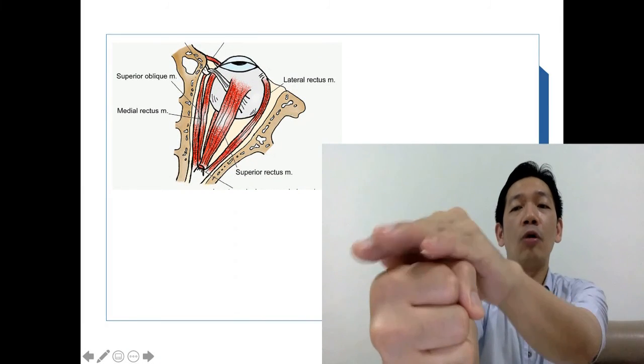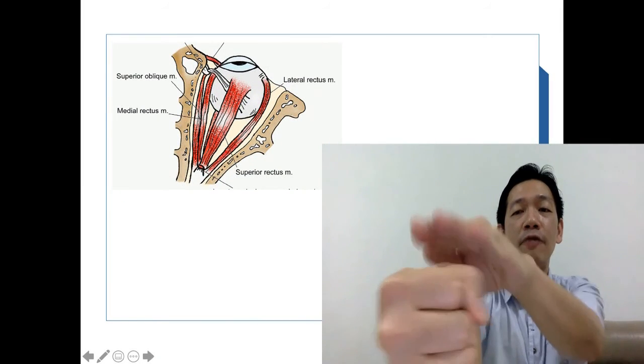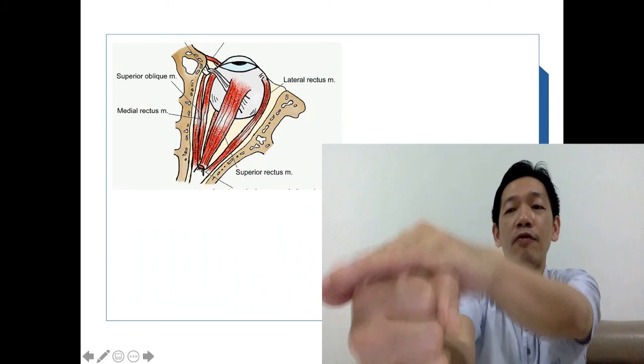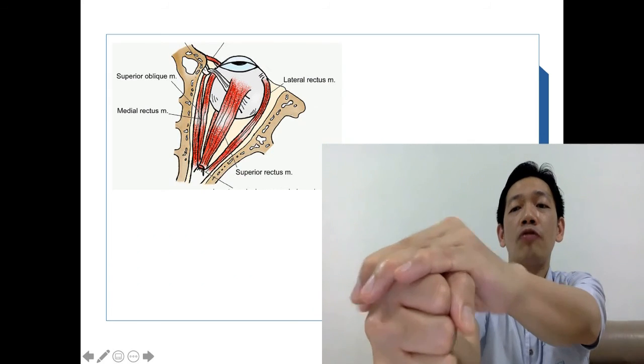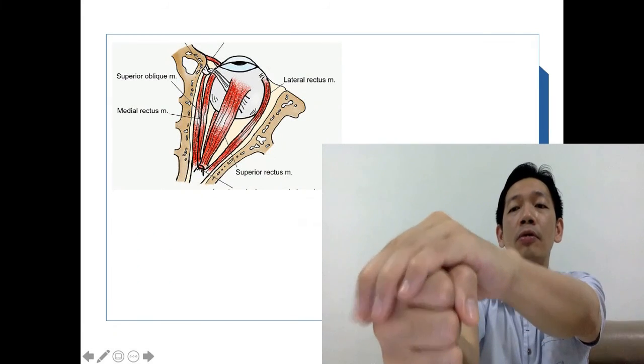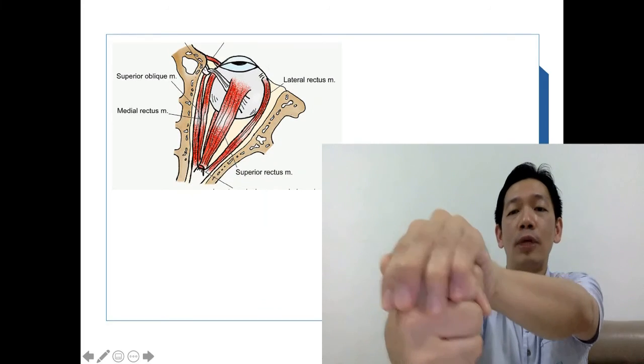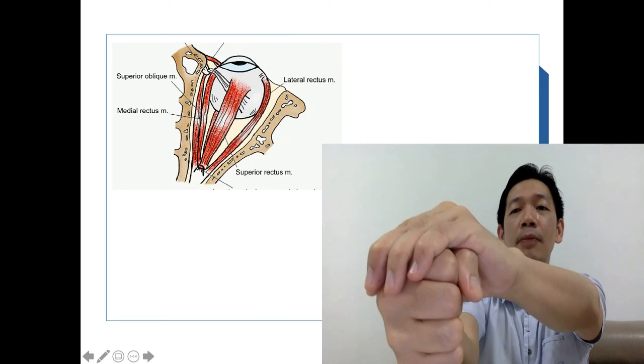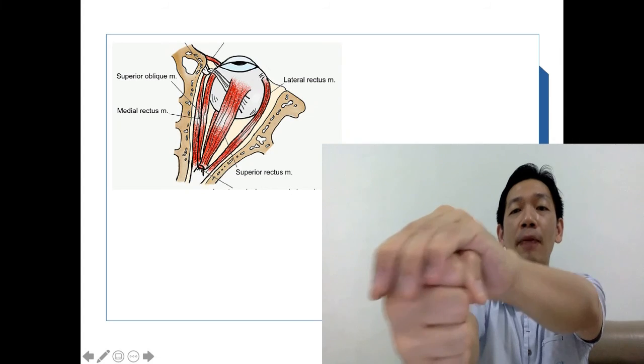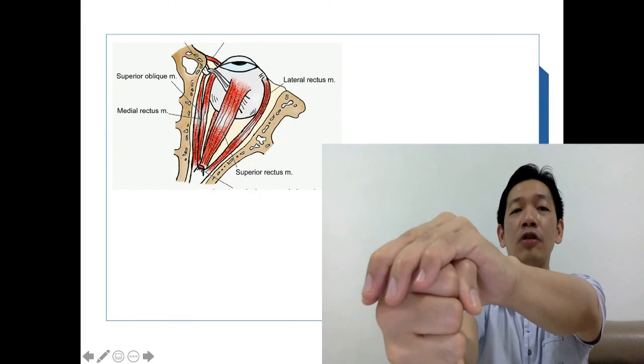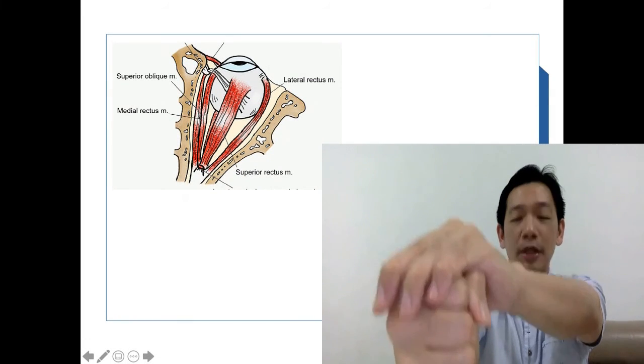Also, because this insertion is 25 degrees and comes from behind to in front, when it starts to contract, your eyeball will actually move inward. So there is some adduction movement of your eyeball. Okay, so this is the function of your superior rectus.